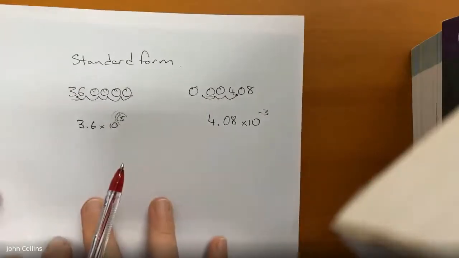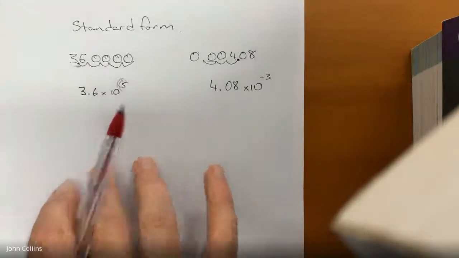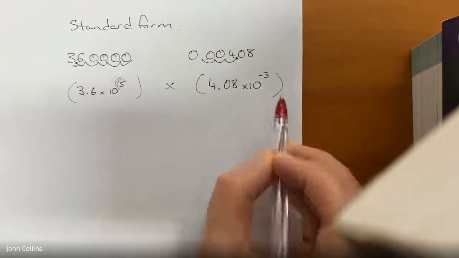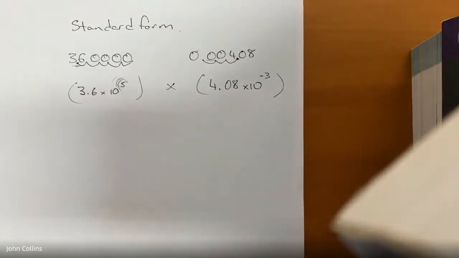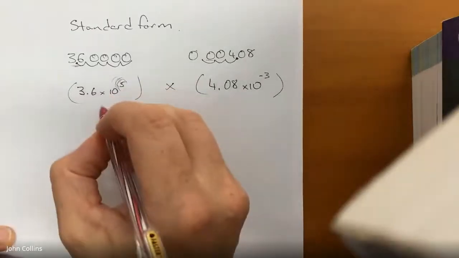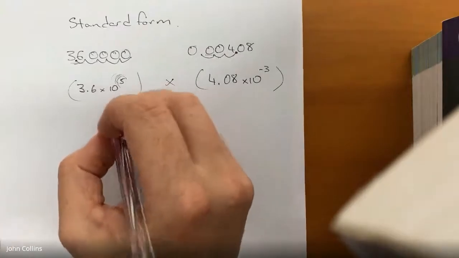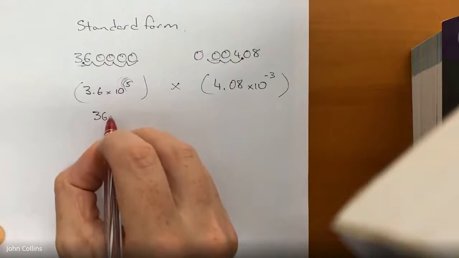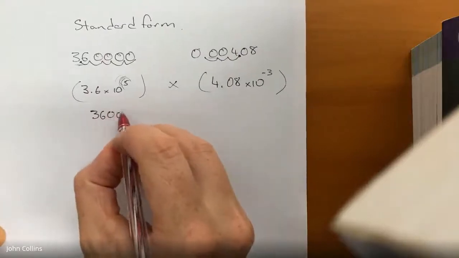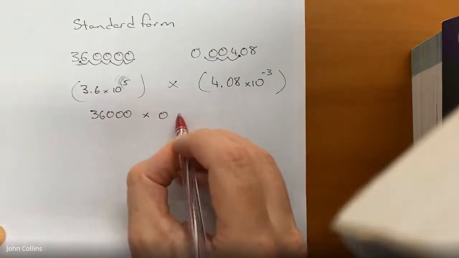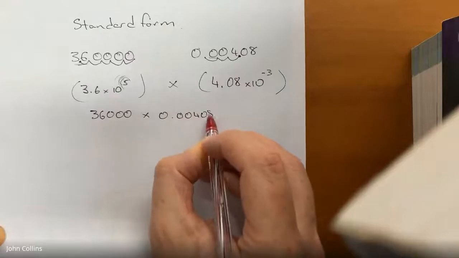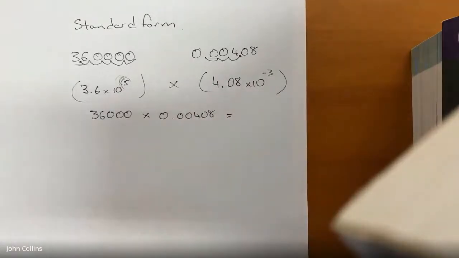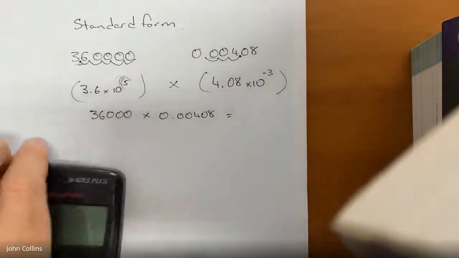Now, often in the question, they will ask you to combine numbers. So, for instance, this multiplied by that. So, what's the best way of going about that? I think the best way is to convert those back into normal numbers. So we have the normal number for this already, 360,000 multiplied by 0.00408. Put them back into normal numbers, do the multiplication on a calculator, and then put it back into standard form.